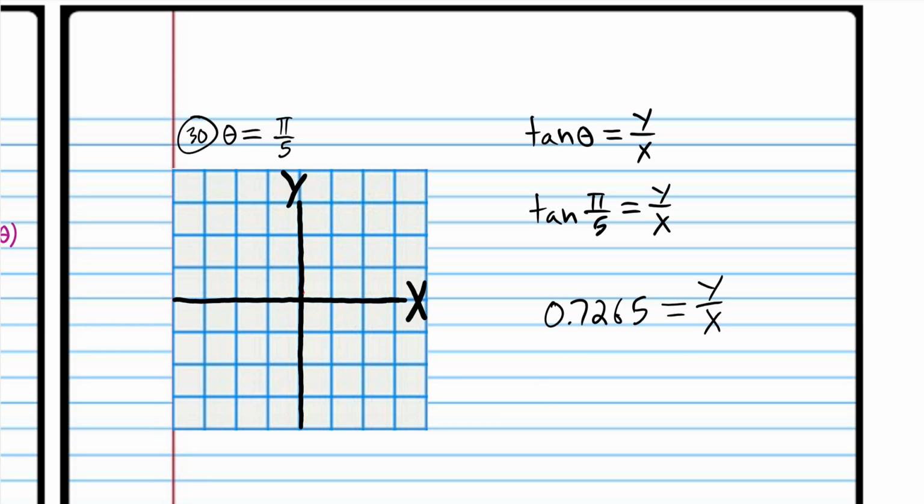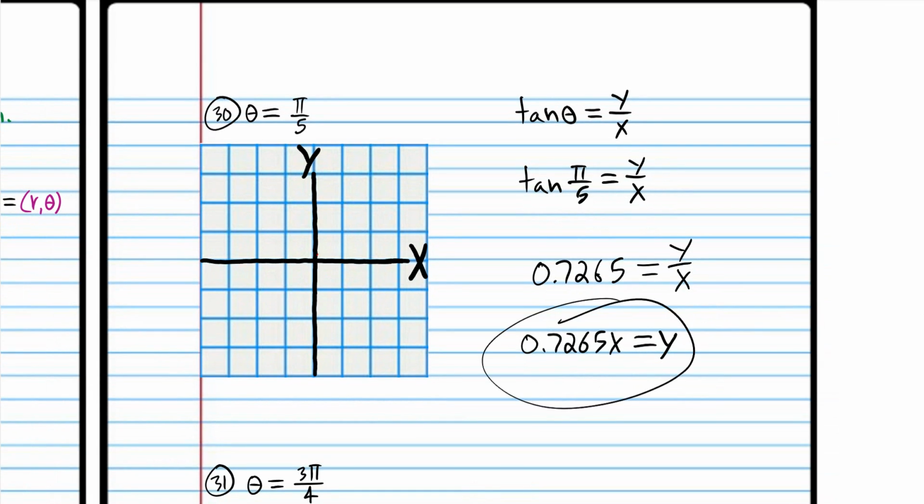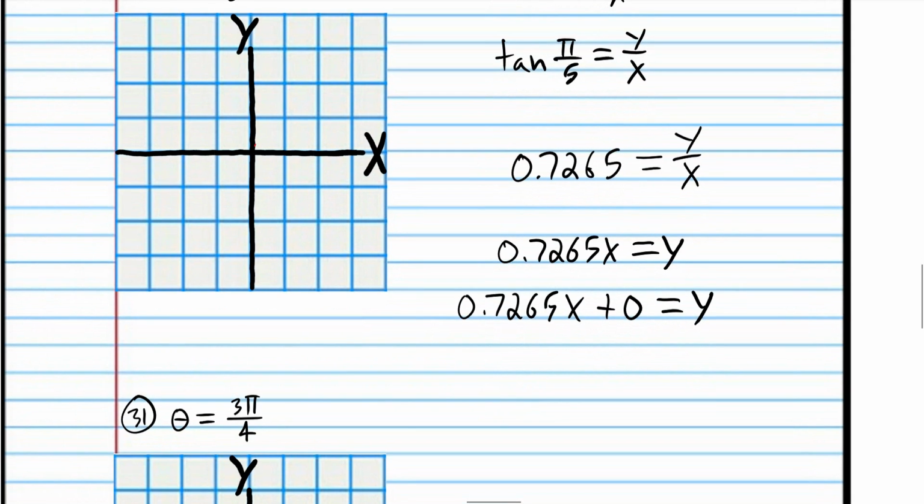Multiply both sides by x. And this is approximately what we get. That's just a line. That's all that is. So we can write it in a form that is familiar to us. So this is mx plus b is equal to y. That's slope-intercept form.